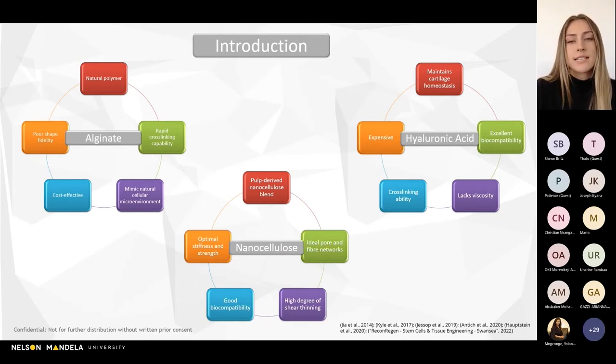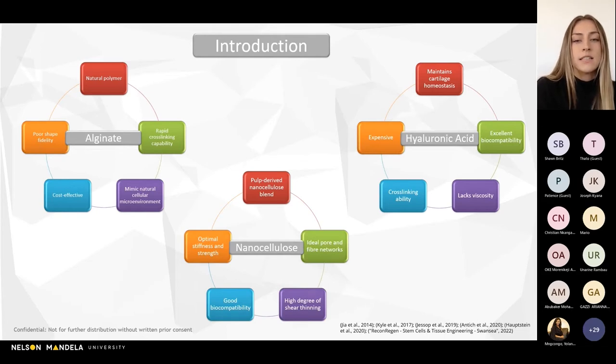Nanocellulose is a linear polysaccharide derived from tree pulp. In addition to its abundance and sustainability, nanocellulose has good biocompatibility, pore and fiber networks, strength, stiffness, and a higher degree of shear thinning, which is ideal for the printing process.